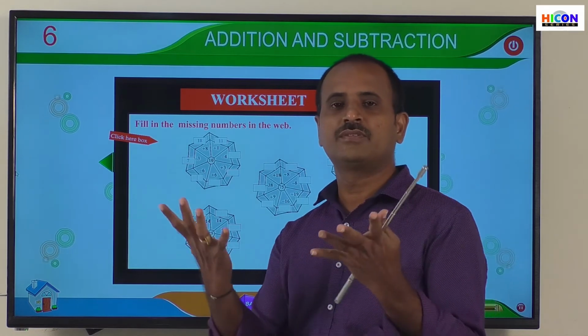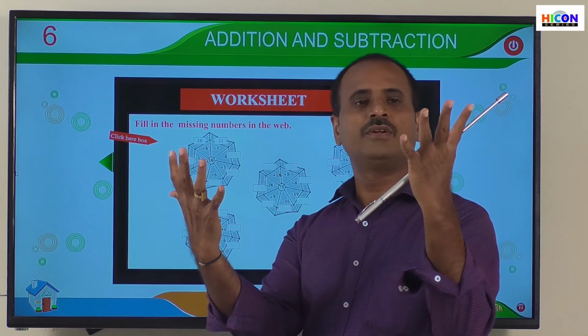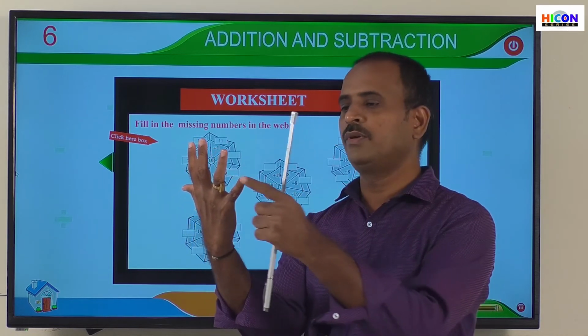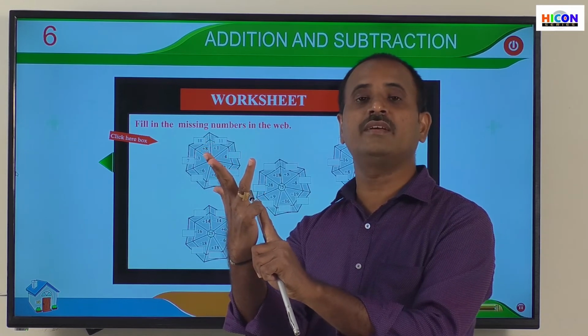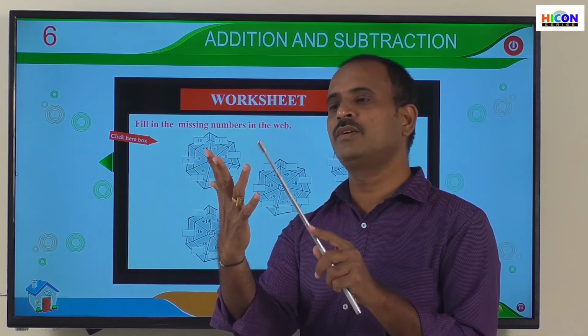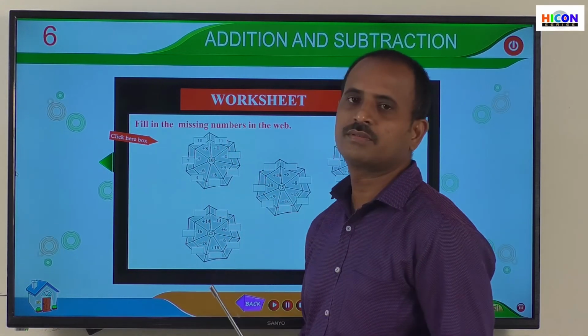Open 10 fingers. So these are the 10 fingers. And close 6 fingers. 1, 2, 3, 4, 5, 6. So children, I have closed 6 fingers. And how many fingers are there remaining? There are remaining 1, 2, 3, 4. So write 4 in this box.